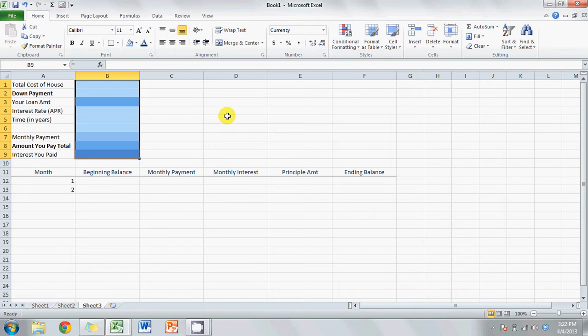Hi, this is going to be an Excel spreadsheet tutorial on amortization loans. The good thing about having a spreadsheet on an amortization loan, for example your house payment, is that you can not only see when your house is going to be paid off, but it allows you to fool around with things. It allows you to say, okay, what would happen if I started paying $100 extra a month on my principal payment?